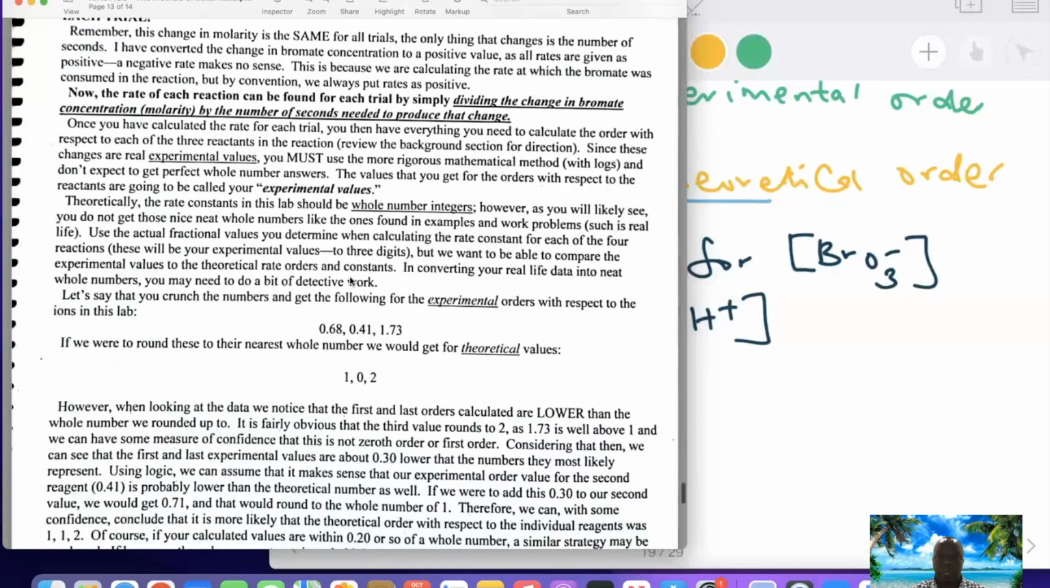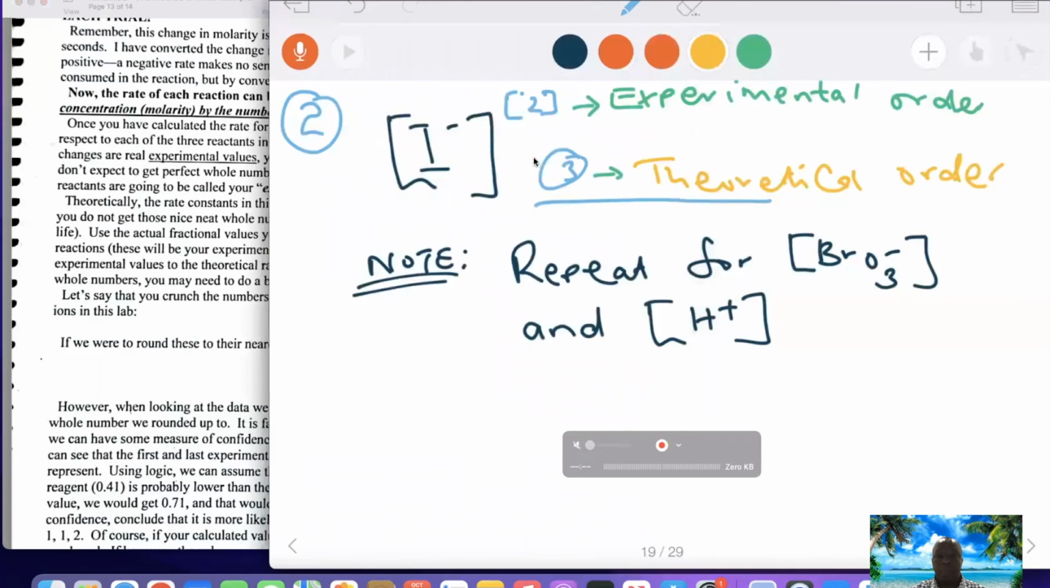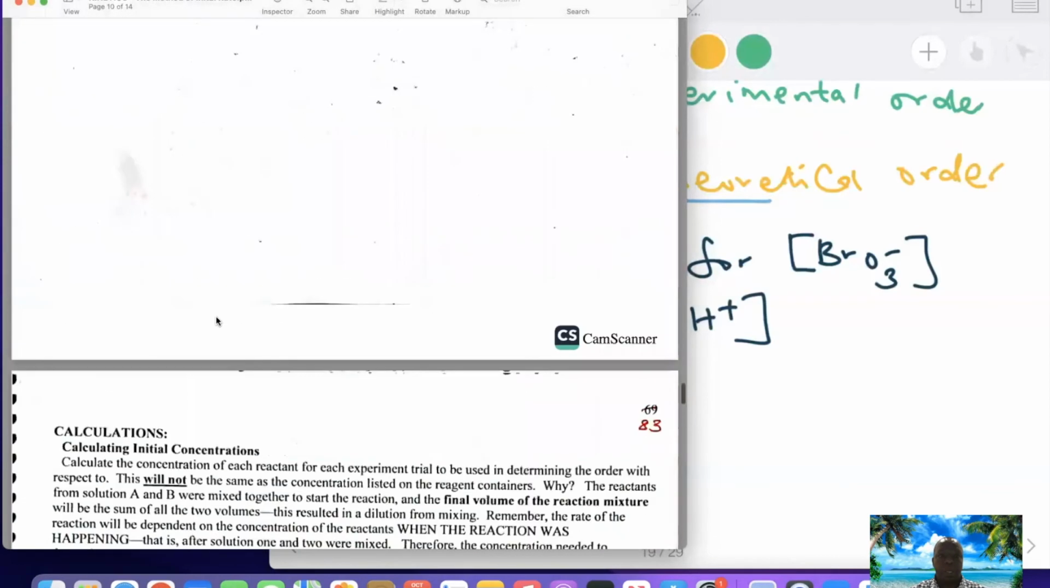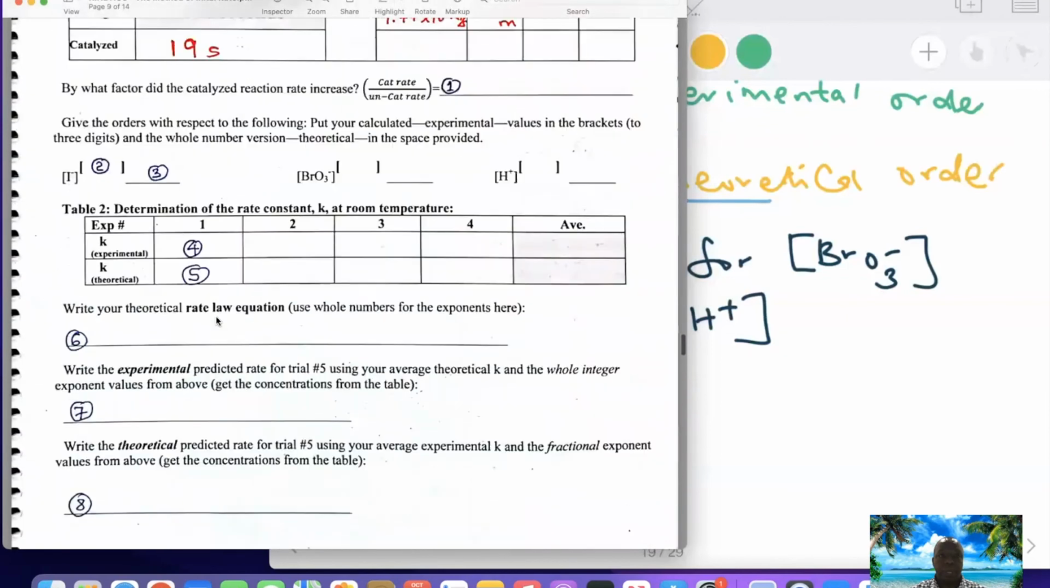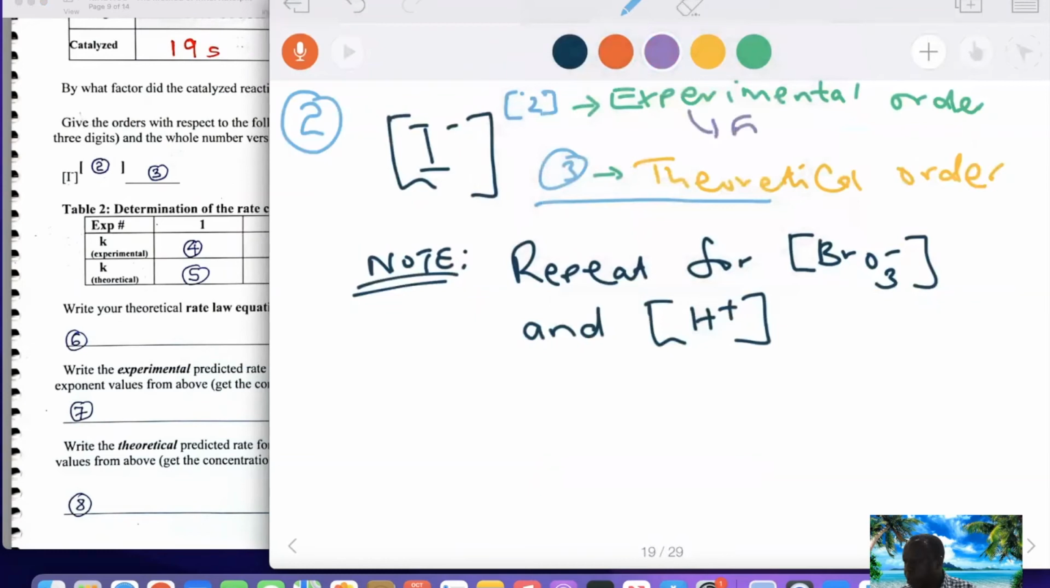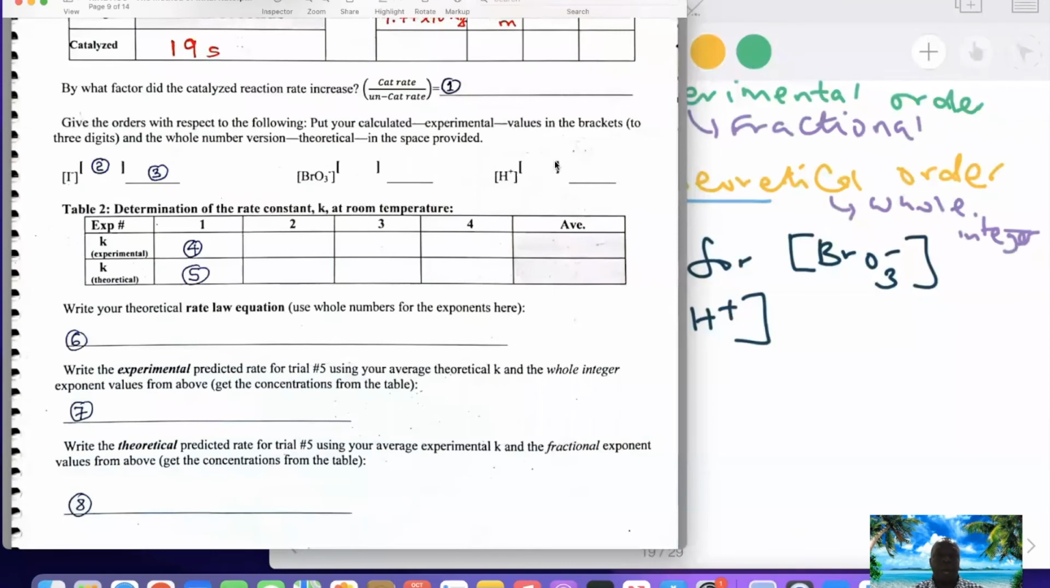Please read on page 85 on how to determine the experimental and the theoretical. That is what you need to do in finding the values for experimental. Here at the top is experimental. That's what I have here. At the top is experimental. 3 here is the theoretical. This is fractional, it's going to be decimal places, and this will be all integers. It's going to be all integers for bromate ion and for iodide ion.